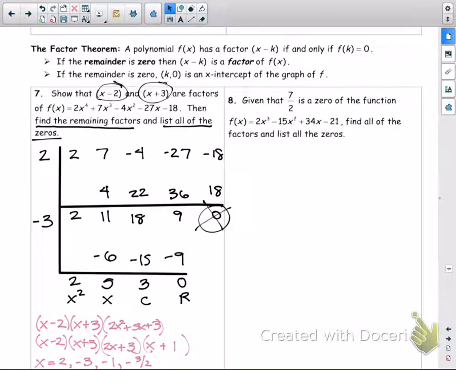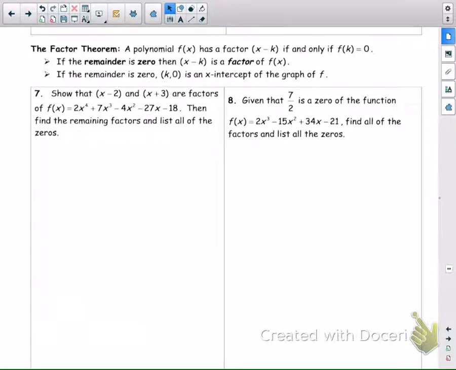In 8, they've only given me 1 zero, and that zero is 7/2. Remember, if they give me a zero, that is the number that goes outside. I do not have to set it equal to 0. Do I have anything to put in a placeholder for on this one? No, so I can go straight down the line. You just have to be careful when you're doing 7/2. The nice thing is when I do 7/2 times 2, what happens?